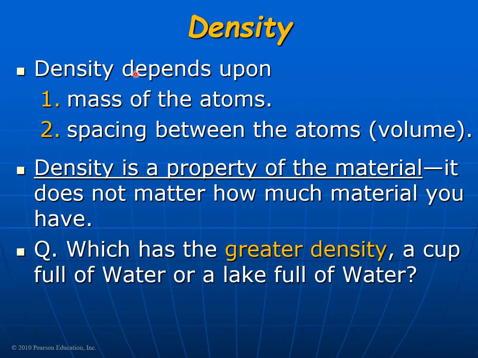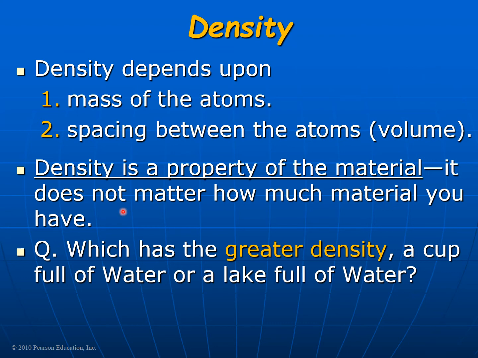The density will depend on physical parameters. The first one: what is the mass of the atom? The mass of the material will depend on the mass of the atoms that the material contains. Second: what is the spacing between the atoms? Because this will determine how much volume the material will have. So the density will depend on the mass of the atoms and the spacing between the atoms, that is, mass and volume. Density is a property of the material. It does not matter how much material you have.